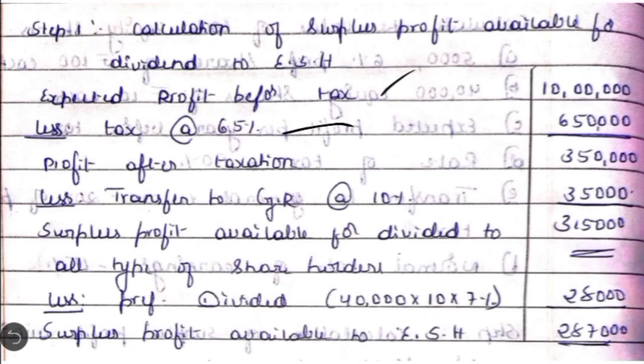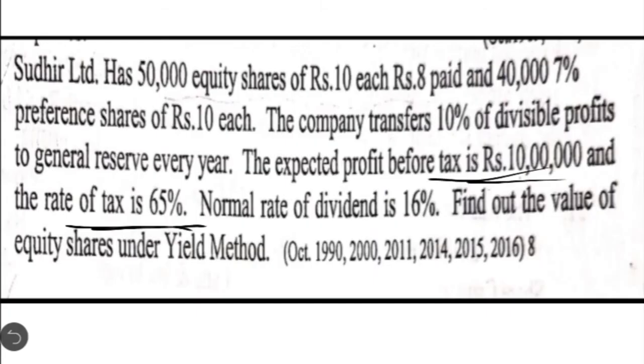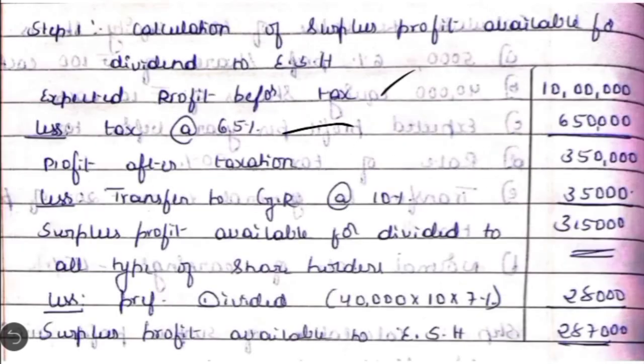Okay. From this 3 lakh 50,000, then the next step would be appropriation of profit. So we have to deduct less transfer to general reserve. Here they have given percentage, how much? 10%. The company transfers 10% to the general reserve out of the divisible profit. Divisible profit is nothing but profit after taxation. So transfer to general reserve 10% on 3,50,000, which comes to 35,000. So now when you deduct, the balance you will have is 3,15,000, which is called surplus profit available for dividend to all types of shareholders. From this, we are going to deduct the preference dividend.